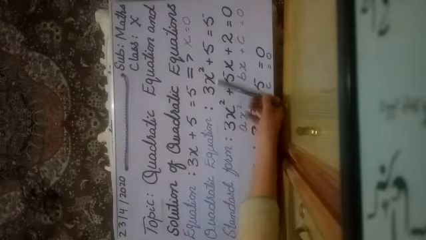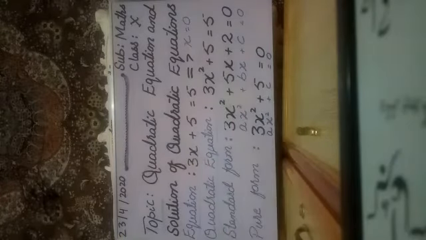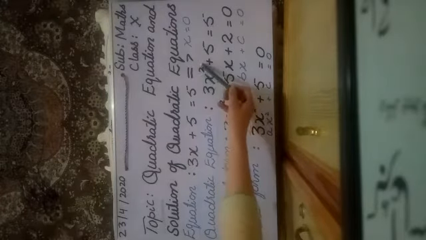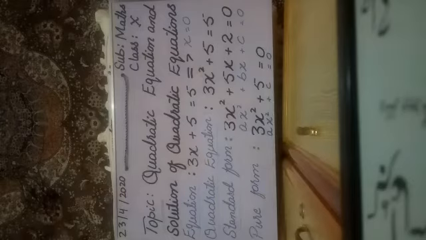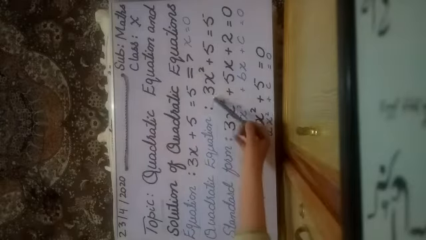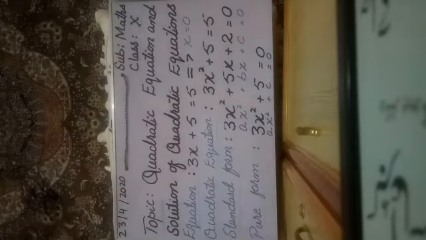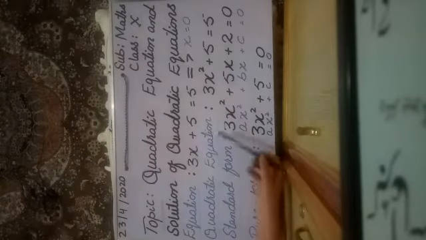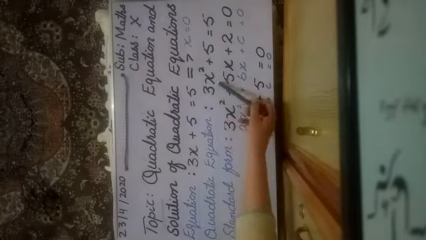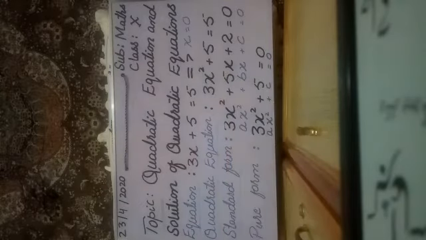So this is an equation. If we say this one, 3x squared plus 5 is equal to 5, this is also an equation. But here, above the variable x, there is the power 2, which makes it a quadratic equation. So what is a quadratic equation? If the variable is raised to the power 2, it is known as a quadratic equation or second degree equation.